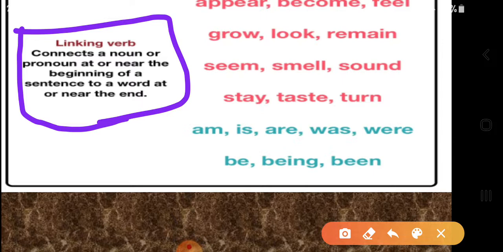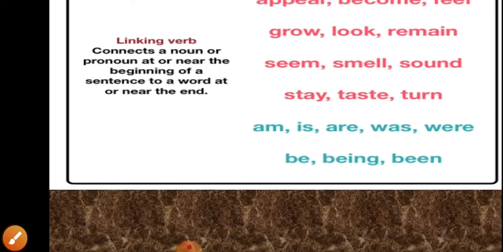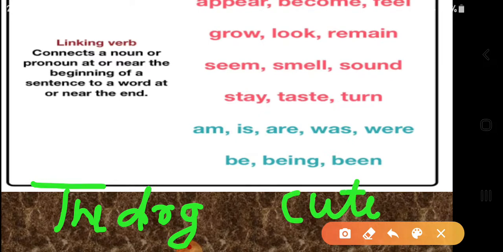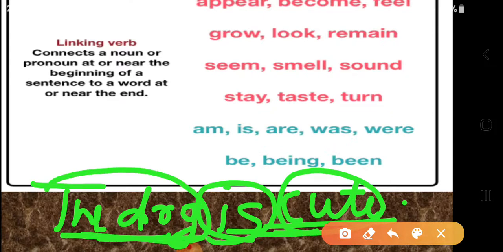For example, let's write down the dog. The dog, and another word I have written, cute. The dog is a noun, cute is an adjective, right? Now here I can write is, and here I can write was also. The dog is cute, the dog was cute. Now what is this is or was doing here? This was is connecting these two words, this adjective and this noun.